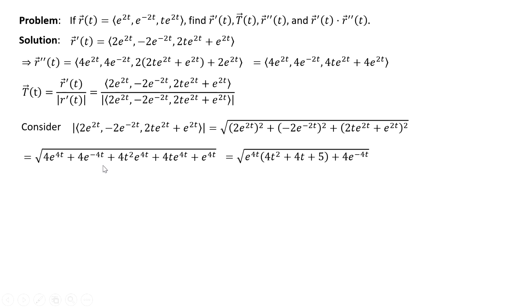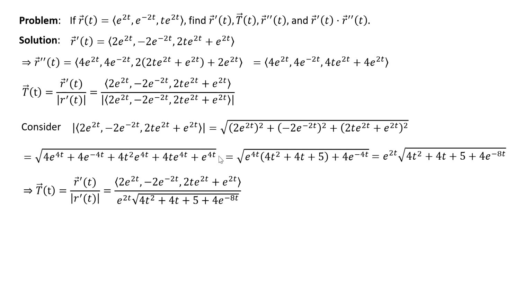I just went ahead and did the big long thing, factored out a few things. Okay, some big long thing. So that's your T of t. It would have been so much simpler if I had found T of just some 0. Could have figured out r prime of 0 and divided that by the magnitude of r prime of 0 and be done with it. So that turns out to be that.